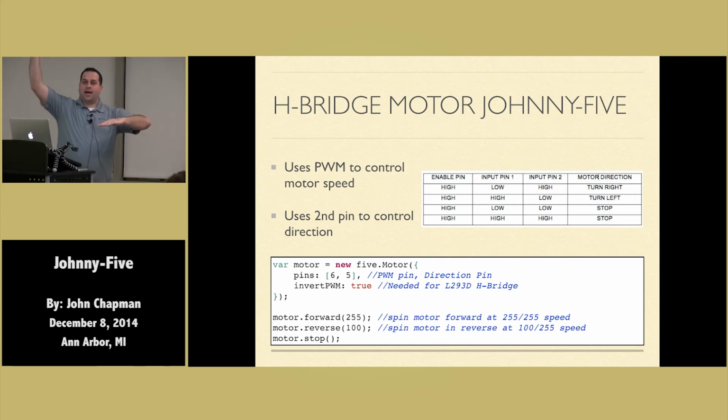Low is clockwise, high is counterclockwise, right? So only if they're opposite is it going to spin. I hope that makes sense. And then again, the way we drive it is forward to spin one direction, reverse to spin in the opposite direction, and again, stop to stop that motor.